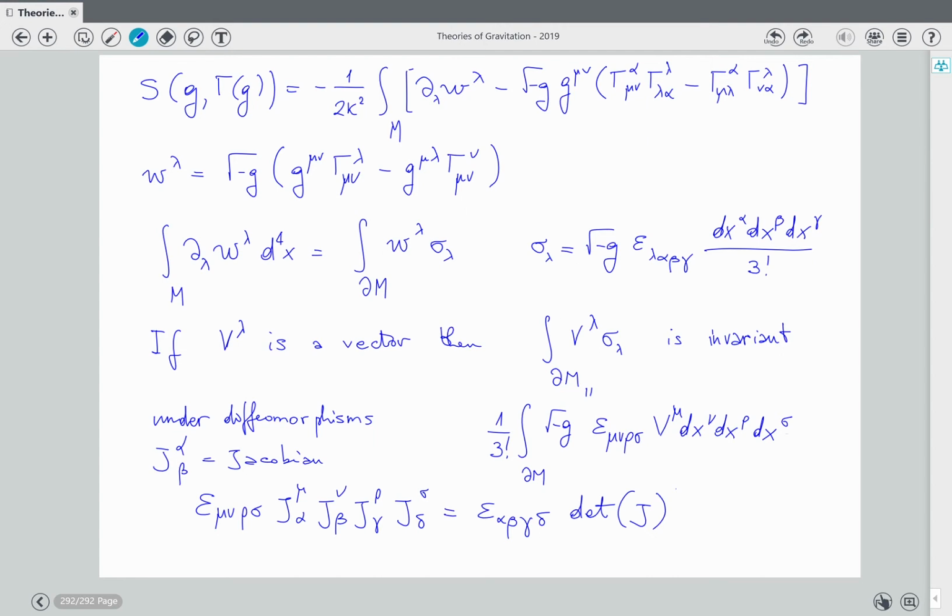So that is okay, but that is not okay here again because sigma lambda is written in the proper way. W lambda is not a vector, so how to improve the action? The action will finally not be this one. So what we do is the following thing: we will look for a different boundary term.